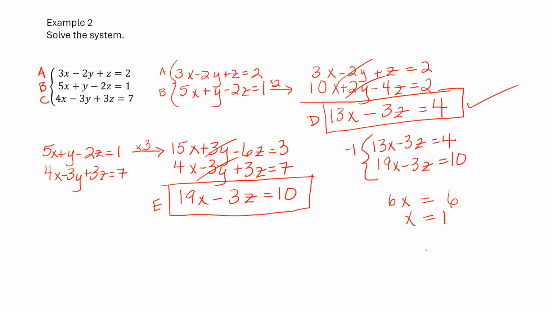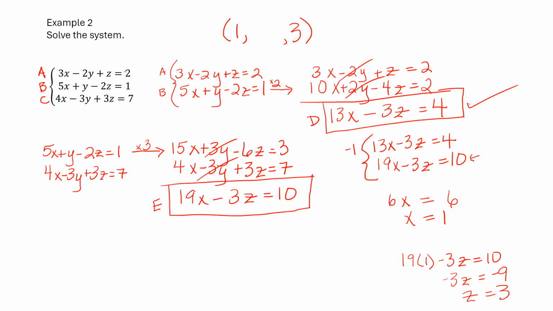So I know so far in my coordinate triple, I'm going to have 1 for my x. Now I can take that 1 and plug it back into one of these equations, E or D, and figure out what z is. So if I plug it in here, I'll do that down here. 19 times 1 minus 3z equals 10. So negative 3z equals negative 9. So z is going to be 3. So I can put that into my ordered triple for z.